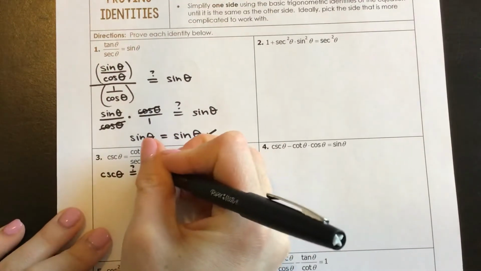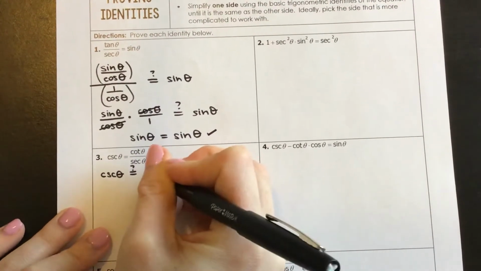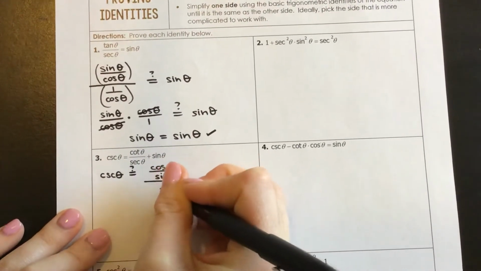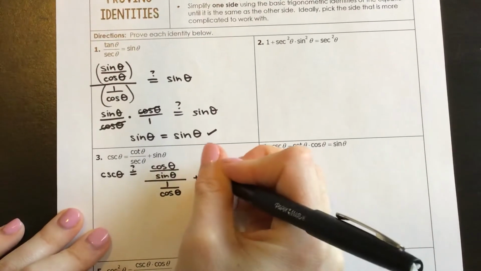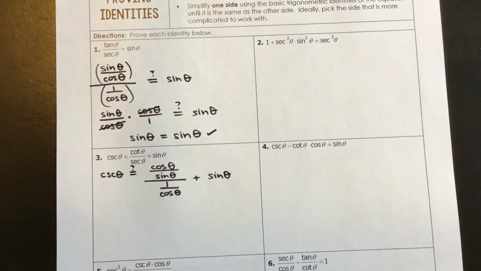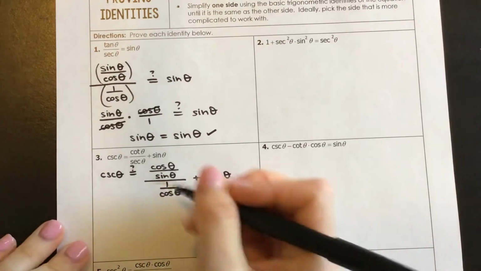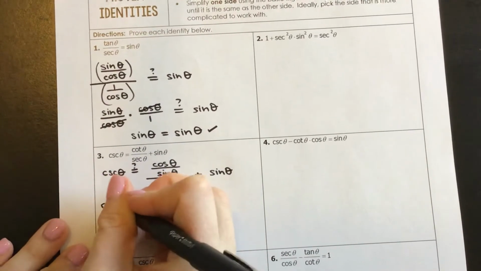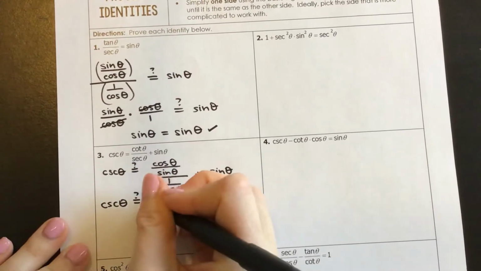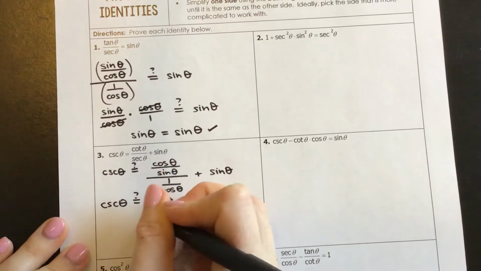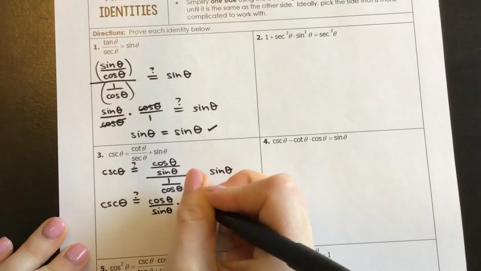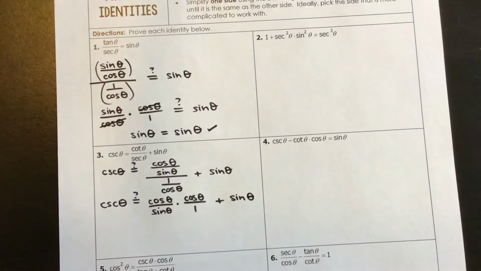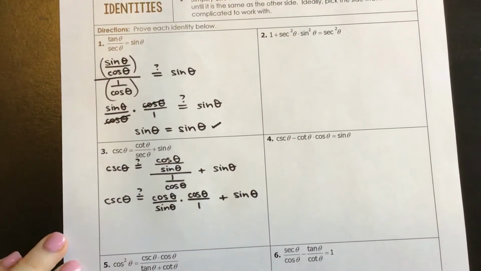So cotangent is cosine over sine, divided by secant, which is 1 over cosine. And then we are adding sine to that. We want to see if those two things are the same. This piece right here is the same as multiplying by the reciprocal for dividing fractions like that. So we have cosine over sine multiplied by cosine over 1, and then we are adding sine to that. These two things get multiplied together.